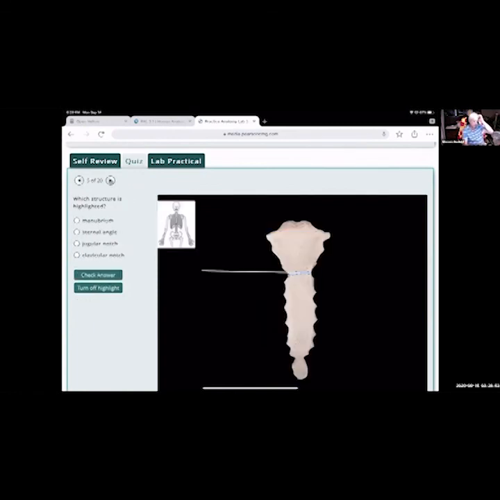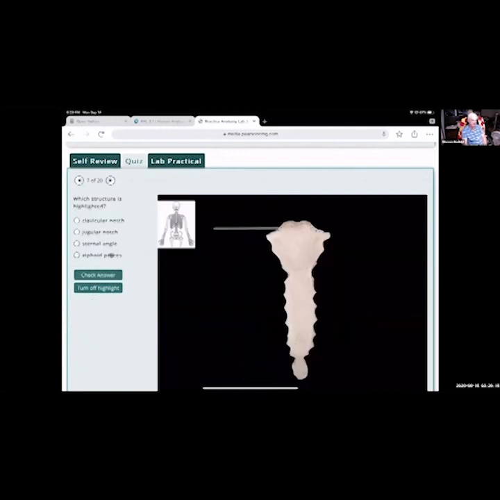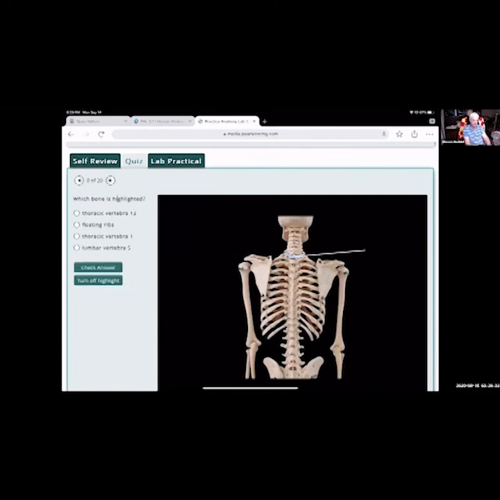And what structure is highlighted? What connects the manubrium and the body of the sternum? The sternal angle. Sternal angle. Okay. Which bone is highlighted? What is that bone? Scapula. That's your scapula. You got this part down pat. Okay. What structure is highlighted there? The clavicular notch. Right. That's where the clavicle is attached to the manubrium. That's your clavicular notch. Which bone is highlighted?